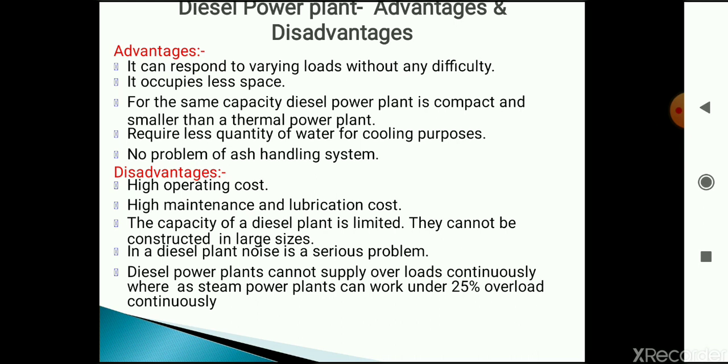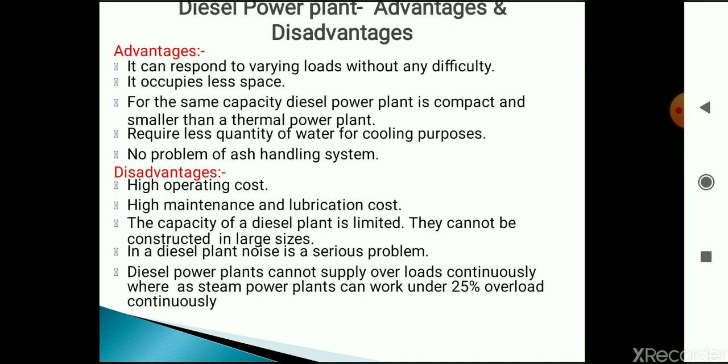Next, it requires a smaller quantity of water for cooling purposes as compared to other power plants. The quantity of cooling water required is very small. There is no problem of an ash handling system. There is no use of coal. That's why there is no problem of an ash handling unit.